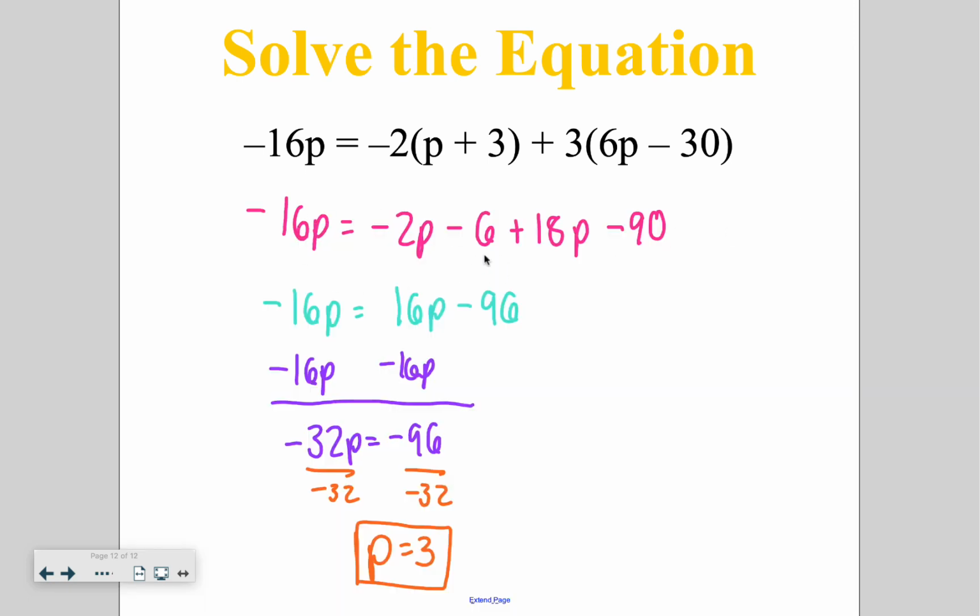So we do our distributive property, then we have our like terms to combine on this right side, so negative 2p plus 18p gives you 16p. Then I've got negative 6 plus negative 90, or subtracting 90, and that gives me negative 96. Subtracting 16p from both sides gives me negative 32p is equal to negative 96. Dividing by 32 gives you a final answer of p is equal to 3.